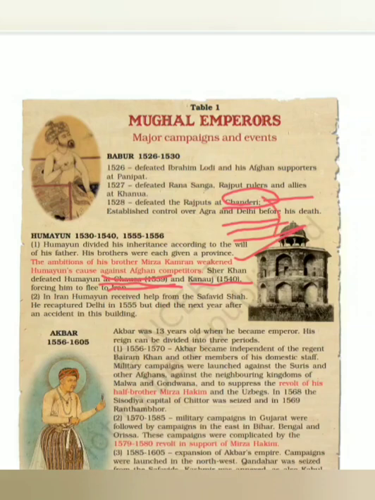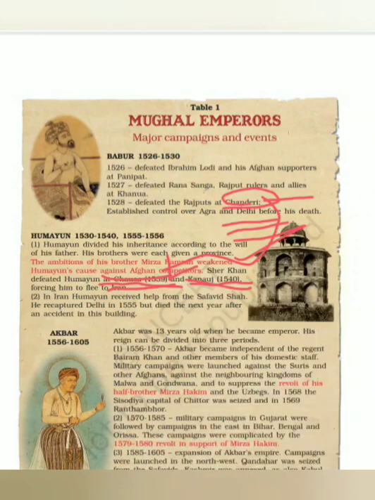And thus here in the Battle of Chausa, he attacked Humayun, and then Humayun managed to escape by jumping into the Ganga river, and this is all not important. So Sher Khan declared himself the Badshah. Then came the Battle of Kannauj in 1540. What happens in this? Just 1 year later, Sher Khan defeated Humayun.